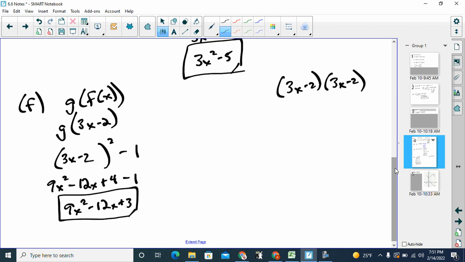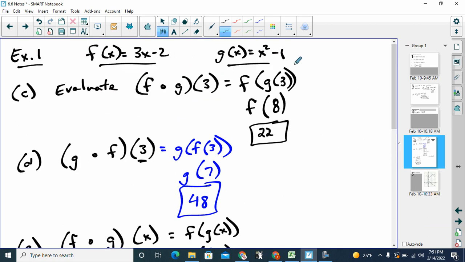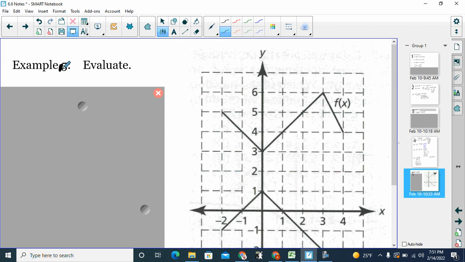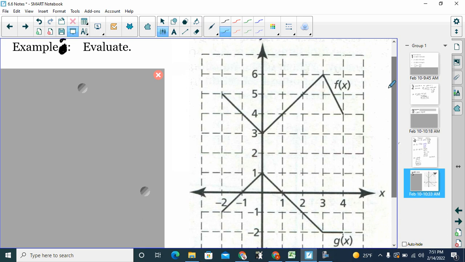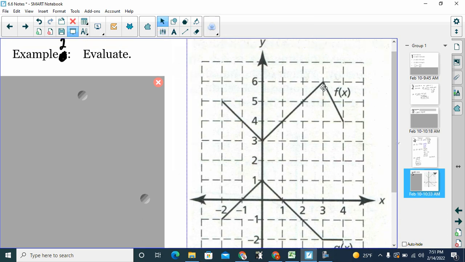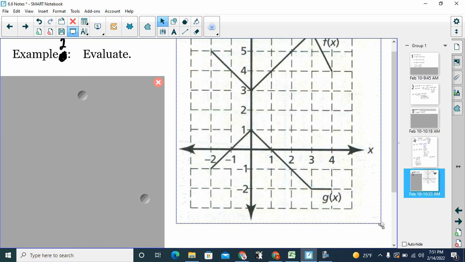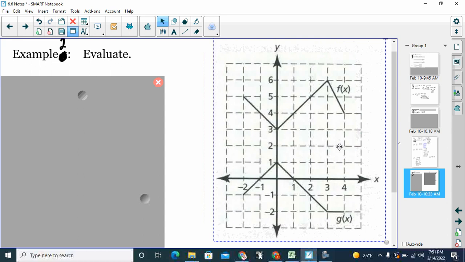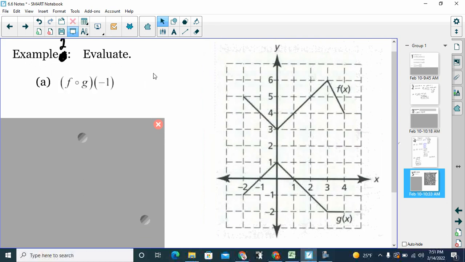Most of the time, more often than not, they give us the equations for f of x and g of x. Sometimes instead of the equations, they give us a graph of f of x and g of x. So let's take a look at how we would take care of one like this. Example 2 asks us to evaluate, and instead of an equation for f of x and g of x, we're given this graph here. So they give us a graph of f of x and a graph of g of x. Part A, we are asked to evaluate f of g of negative 1.